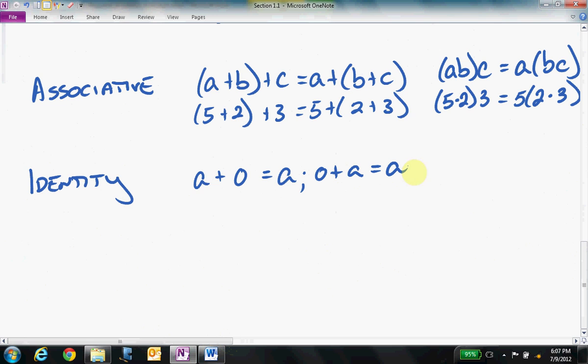Doesn't matter the order, as we said back up in the commutative property. We already know A has a value of 5. So 5 plus 0, of course, that's 5. Same thing, 0 plus 5 is still 5. So identity property means it keeps its identity. It never changes. And the only way that's going to happen is by adding 0.